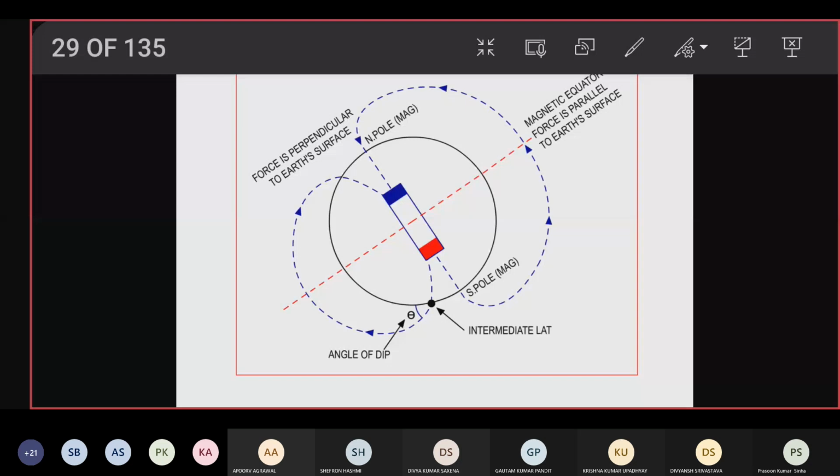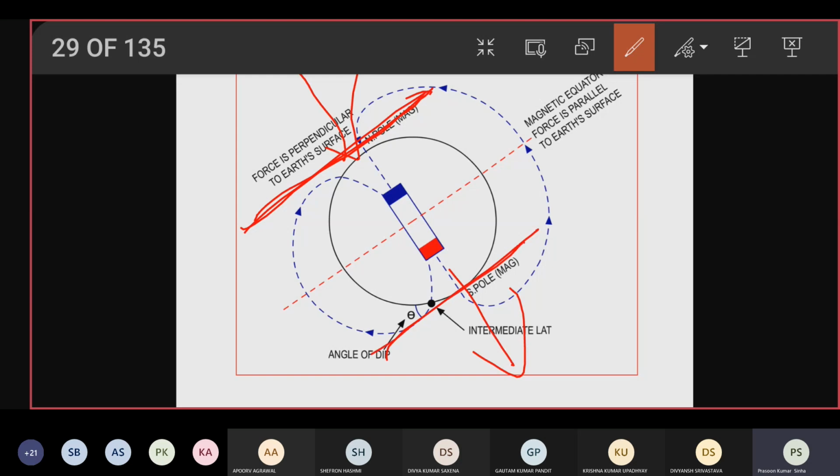अर्थ में मैग्नेटिक डाइपोल, ब्लू पोल टुवर्ड्स नॉर्थ, रेड पोल टुवर्ड्स द साउथ. Lines of forces coming out vertically from south pole, entering into north pole. When entering or exiting from the surface of the earth, vertical. At the equator, they are parallel.